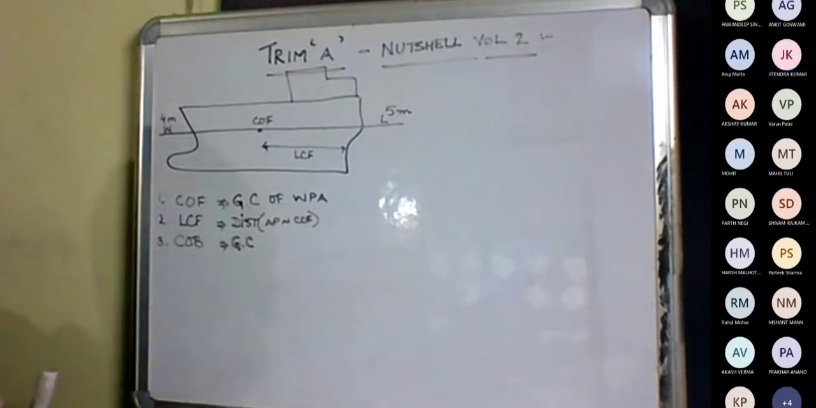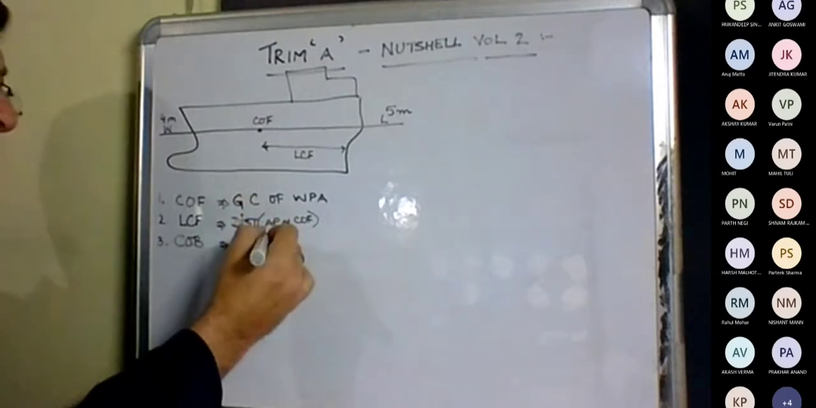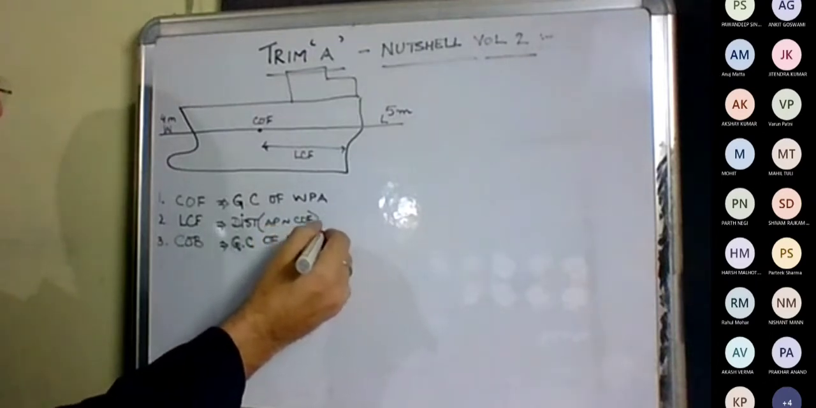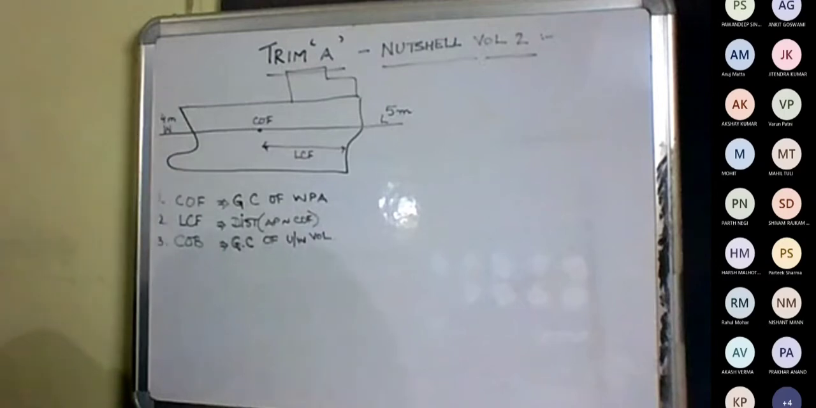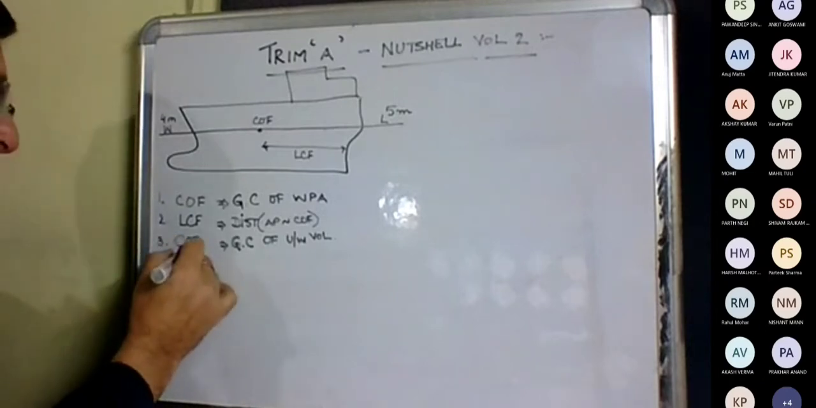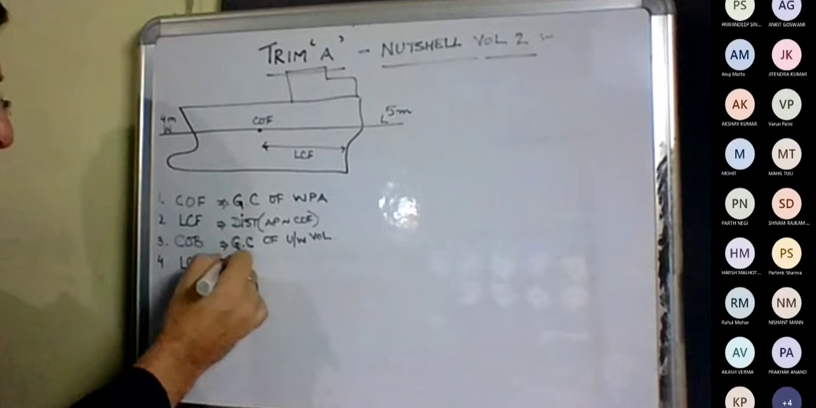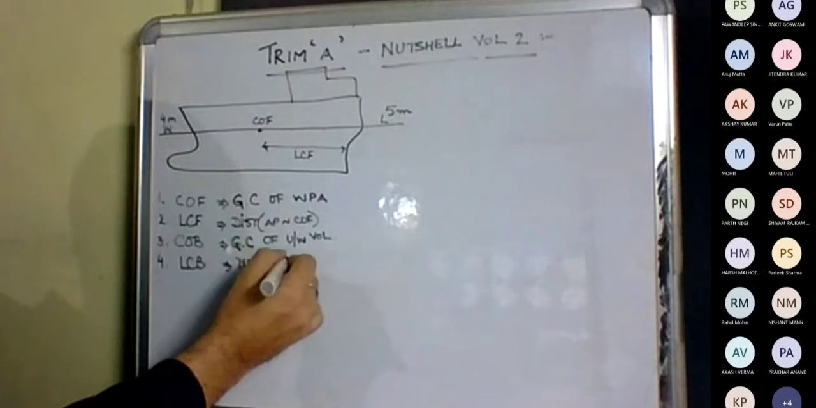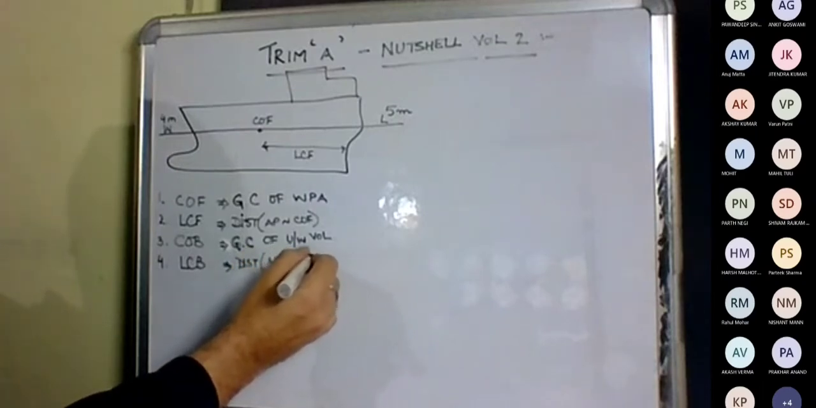Negative. It is again a geometric center. But of what? That is the question. Underwater volume of ship, sir. Correct. This is the GC of the underwater volume. That is the center of buoyancy. And therefore, consequently, LCB is the distance of the aft perpendicular to the center of buoyancy.